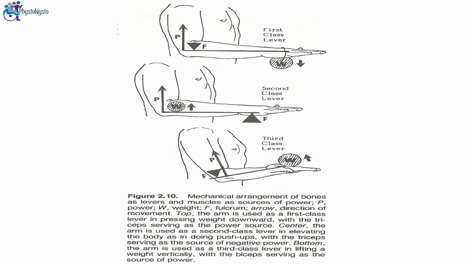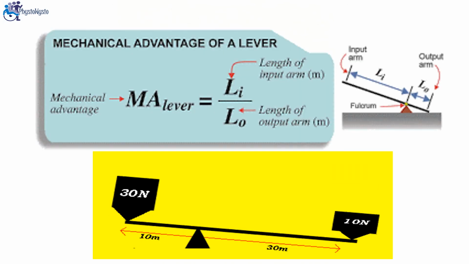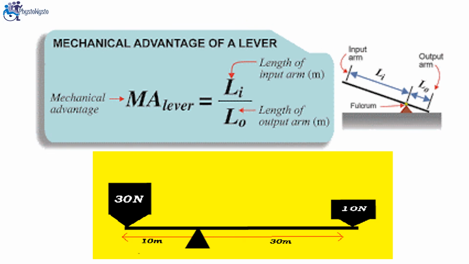If the resistance is placed near the fulcrum, the mechanical advantage is good. If the same resistance is placed further from the fulcrum, the mechanical advantage lessens and a greater effort is required to overcome the resistance. Therefore, mechanical advantage is computed by dividing force into resistance, or length of arm input divided by the length of arm output of the lever.